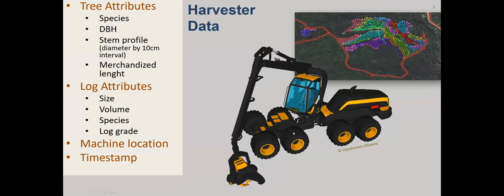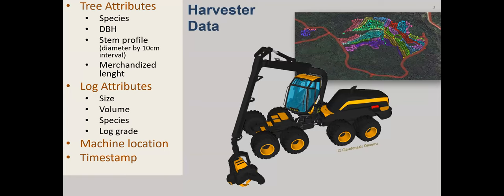Okay. Probably you know that in Eastern Canada, cut-to-length systems, short-wood systems, are becoming the norm. And these machines are incredible in terms of data acquisition. Each single tree is measured every 10 centimeters for diameter. We have full stem profiles, full stem analysis for each tree that is harvested by these machines.